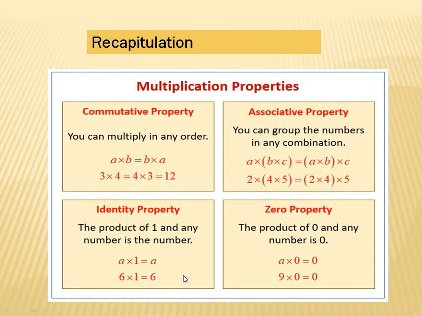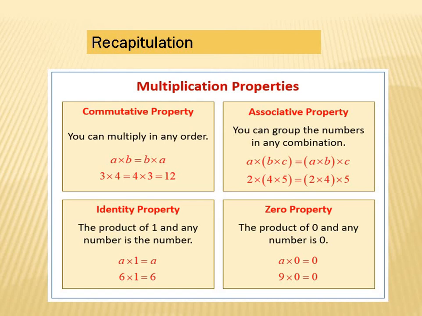The identity property: the product of 1 and any number is the number. Here we have the example 6 multiplied by 1 is equal to the identity of the same number. The same number you are getting here also, 6. If you take another example, 8 multiplied by 1 is equal to the identity of the same number, that is 8.